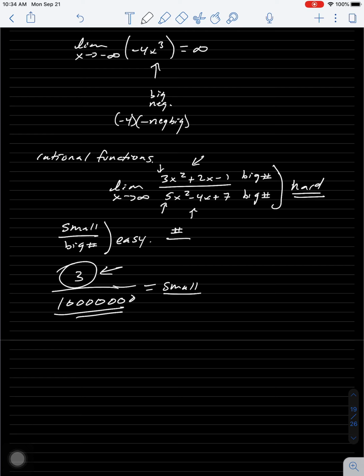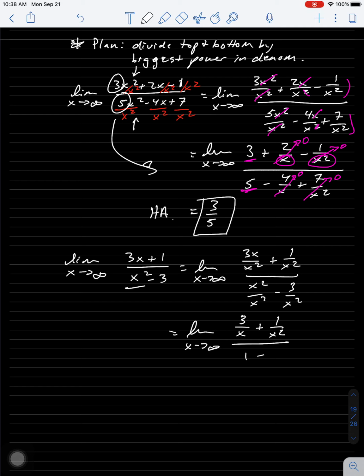I'm gonna do 3 examples of these rational functions. So what if we have this equation. I'm going to, again, do the same trick. I'm going to divide everything by the largest power in the denominator, which is x squared. So I'm going to get 3x over x squared, 1 over x squared over x squared, and 3 over x squared. So reducing that, I get 3 over x plus 1 over x squared over 1 minus 3 over x squared. Okay, plug in a big number for x. This goes to 0, this goes to 0, and this goes to 0. And I'm left with 0 over 1, which is 0. That's your limit.